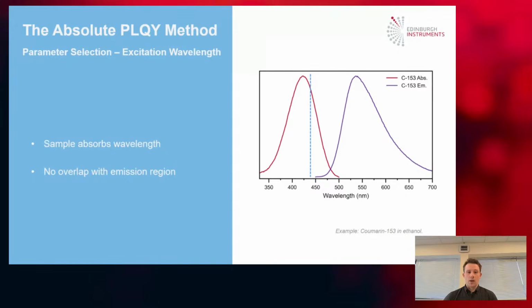The next step is to choose your excitation wavelength. It's good practice to characterize both the absorbance and the emittance of your sample before you start your PLQY. This allows you to pick an excitation wavelength where your sample is going to absorb, and you crucially want to choose an excitation wavelength that's not going to overlap with the emission region. So in this example on the right here, the onset of the emission begins around 450 nanometers, so we're going to choose an excitation wavelength which is 10 nanometers before that.